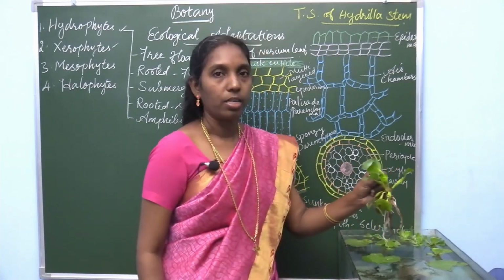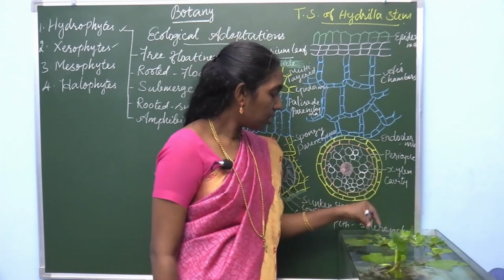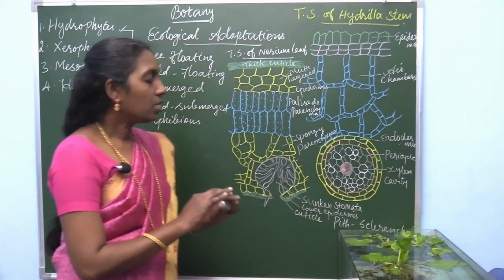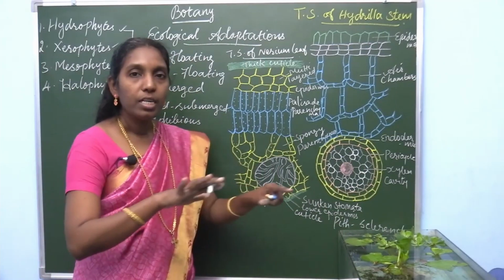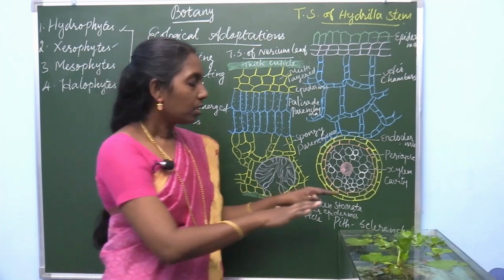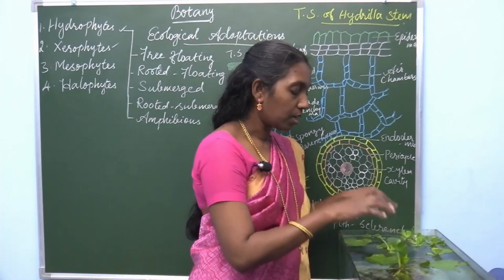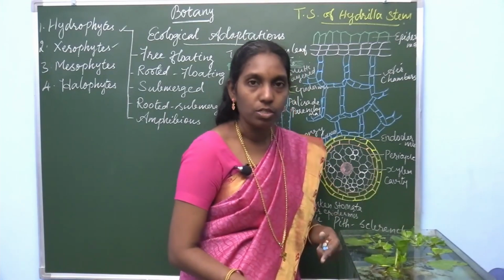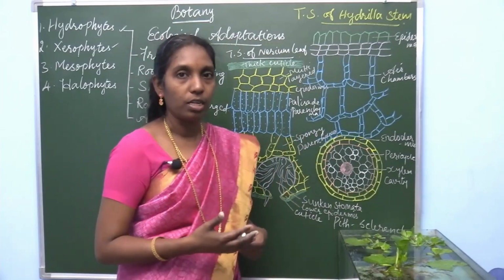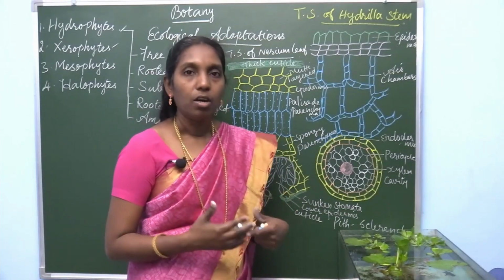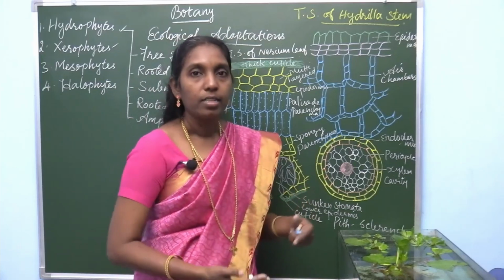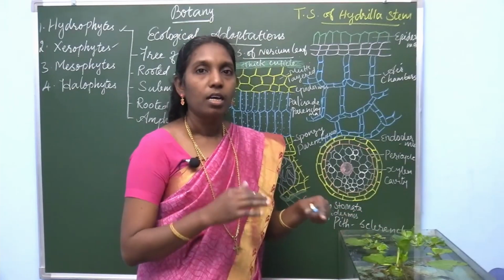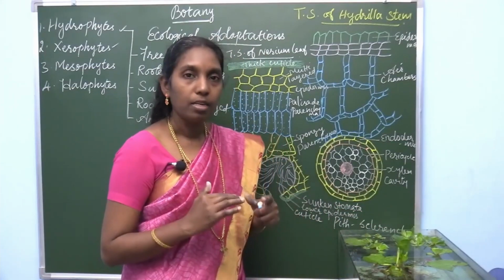These free floating hydrophytes are the organisms which can freely float on the surface of the water. Here you can find several species. This is one of the free floating hydrophytes, Eichhornia and Pistia. This is Eichhornia and this is Pistia. These organisms completely float on the surface of water without attachment to the soil.